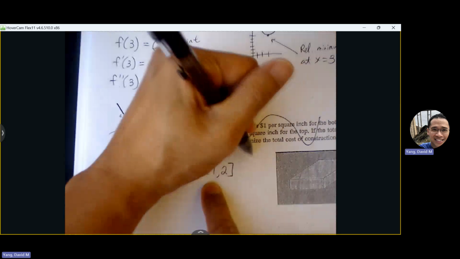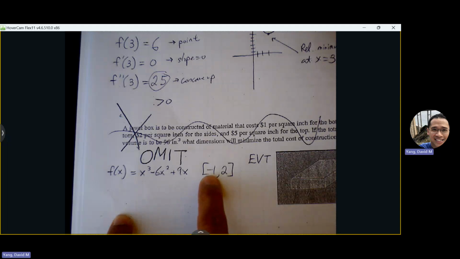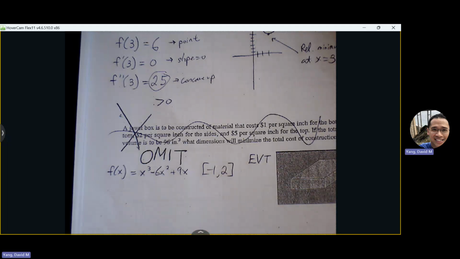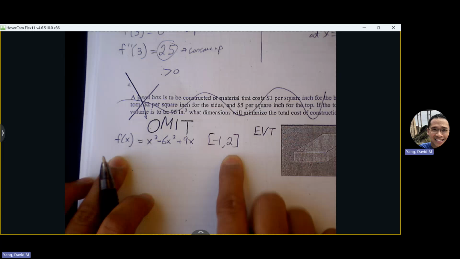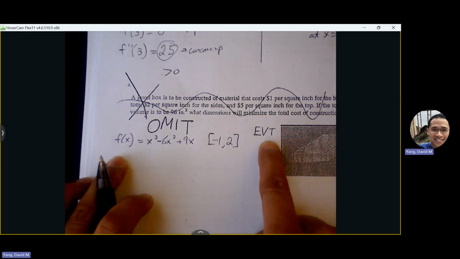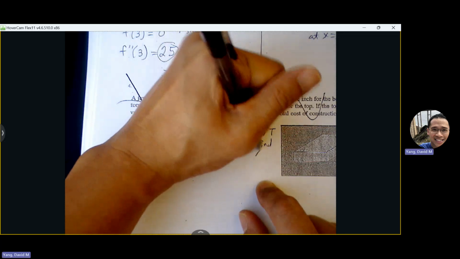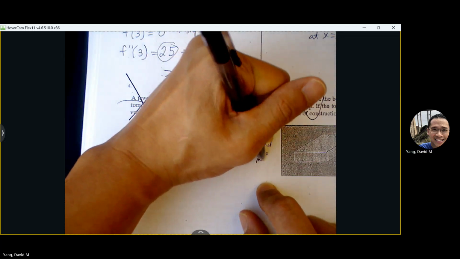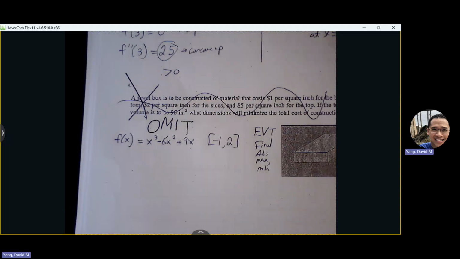Now with extreme value theorem, all you're doing is finding critical points, and then you're testing your critical points and your endpoints back into the original function, and you're just comparing the y values. Okay, there are no sign lines involved. It is just critical points and endpoints into the original function. So first thing is we have to establish the condition. There's only one condition for extreme value theorem, and what's that?